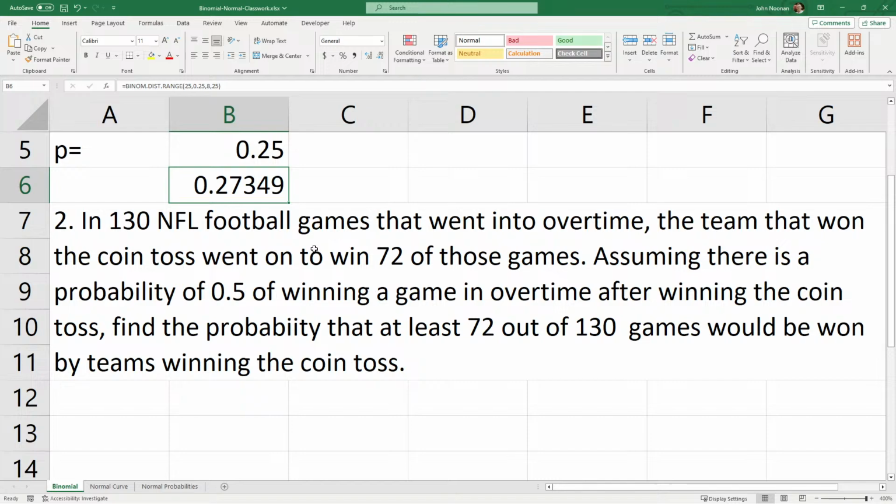This one also is based in a real study. This was a real statistical study that was done recently about NFL coin tosses in overtime, in playoff games. In playoff games, in overtime, the team that won the coin toss went on to win the game in 72 out of 130 of the games.